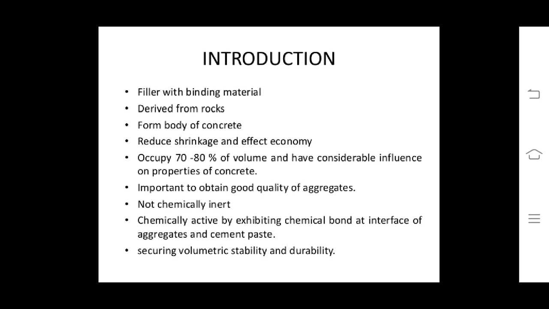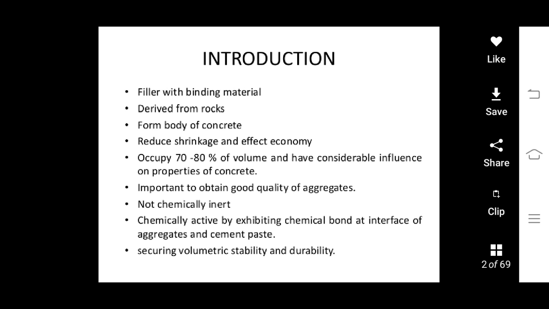Now, firstly, we will discuss what is aggregate and what are the uses of aggregate. Aggregate is a filler used along with binding material, which is derived from rocks. It forms the body of concrete, reduces shrinkage, and helps manufacture concrete in an economic way. It occupies 70 to 80% of the volume and has considerable influence on the properties of concrete.